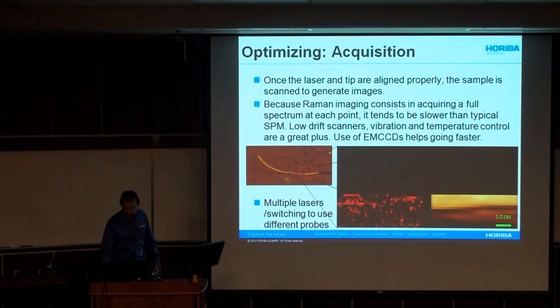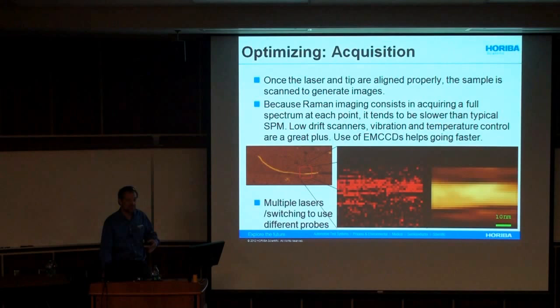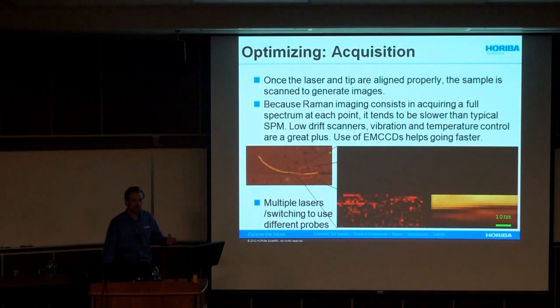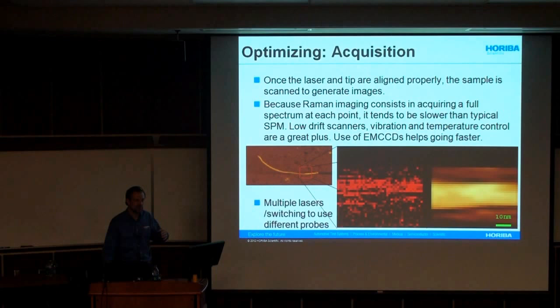It's also interesting, in terms of acquisition speed, it's important to go as fast as you can because of possible drift. At those scales, the drift is a problem for spatial resolution. The limitation factor is often the detection of the Raman signal. EMCCDs are useful to go faster and detect signals that are below the read noise level. And using multiple sources is useful.